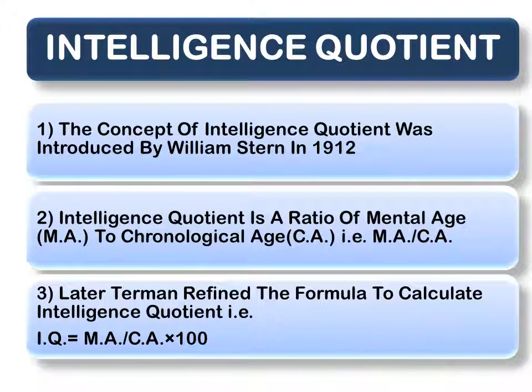Intelligence quotient, IQ. One, the concept of IQ was introduced by William Stern in 1912. Second, the IQ is a ratio of mental age, MA, to chronological age, CA. Third, later on, Terman redefined the formula to calculate IQ. That is, IQ is equal to mental age upon chronological age, multiplied by 100.